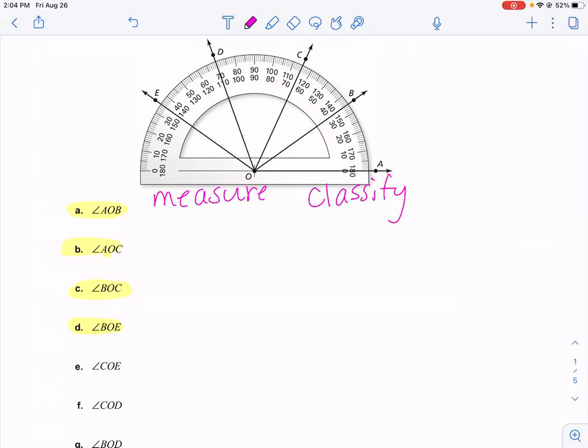Measure and classify. What does it mean by measure? Degrees. And then classify is acute, obtuse. So it would be 10, 20, 35. So that should be acute, 35. And that one's 65.